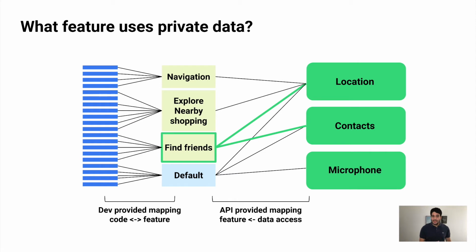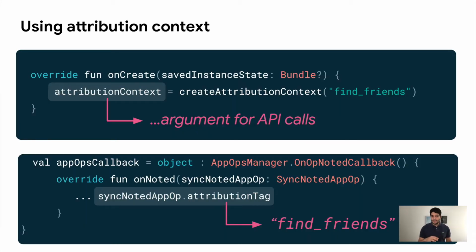The Data Auditing API allows you to attribute data access to features. Let's see how to do it in code. To attribute features in your code, create an attribution context and give it a meaningful name that corresponds to your feature, for example, find friends. Then you can pass this context to API calls. And within the auditing callback, you can recover the attribute through this variable, attribution tag. Then you can, for example, track the attribute with your analytics solution and associate a particular feature with private data access.